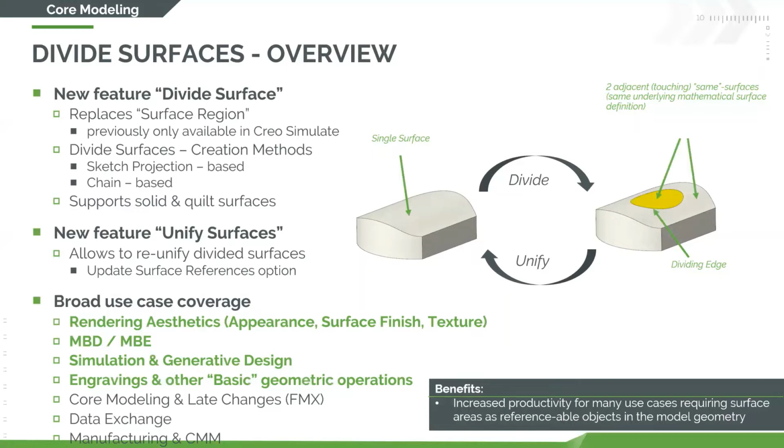So the divide surface, again, we can create sketch projections that support solids and quilts. There's also the option there, once we divide a surface, we can always use the unify surfaces to join them back together. So this has a broad case of applications. It's mentioned again in simulation and generative design for core modeling and late changes, and rendering aesthetics. So we have an example here that gives an intro to this new feature.